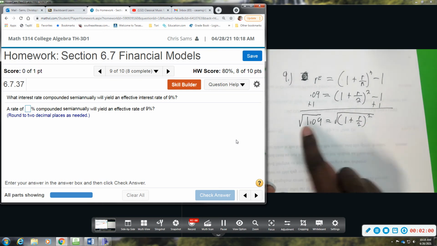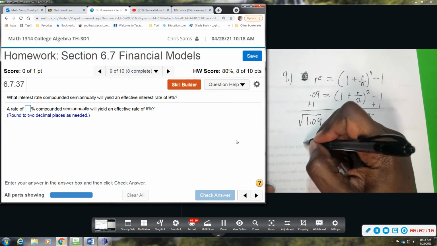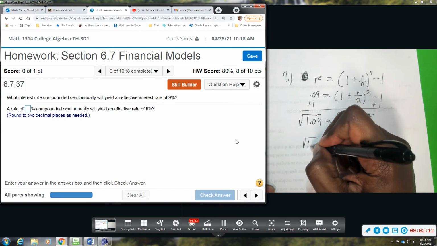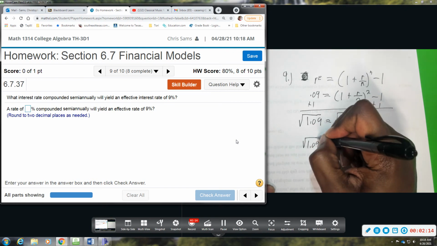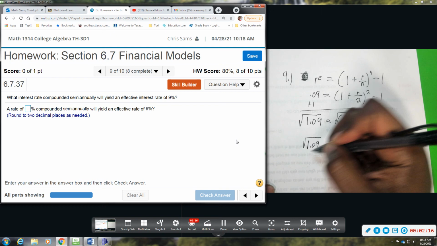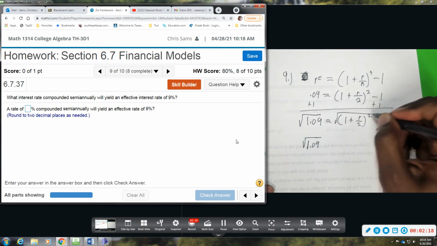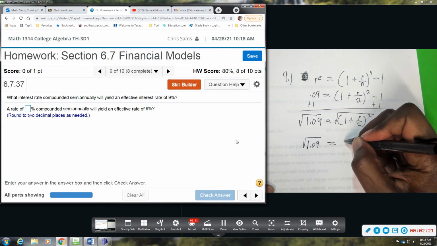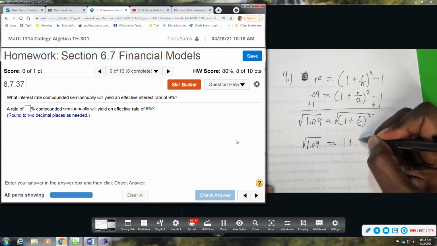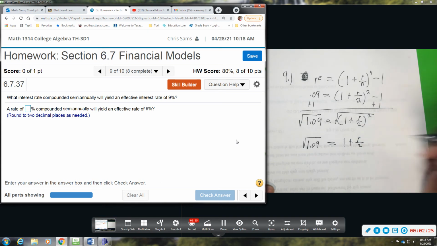The square root cancels out the square. Over here we would have plus or minus, but we'll just deal with the positive because we can't have a negative interest rate. I'm going to leave it as the square root of 1.09, so that I don't have to round some decimal number until the end. And that equals 1 plus R divided by 2, because the square goes away.